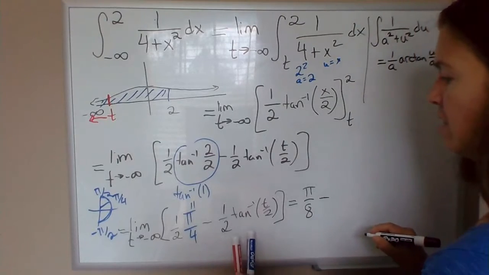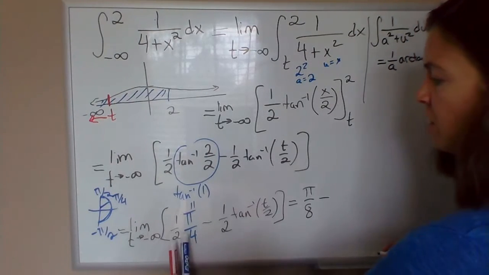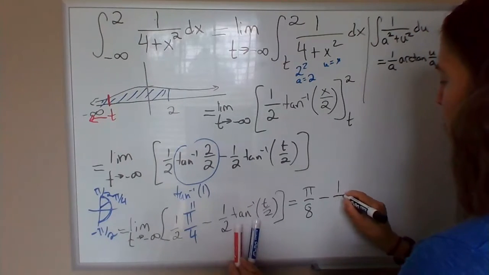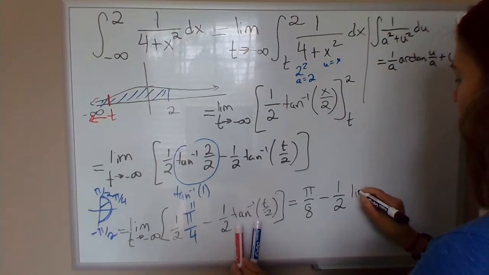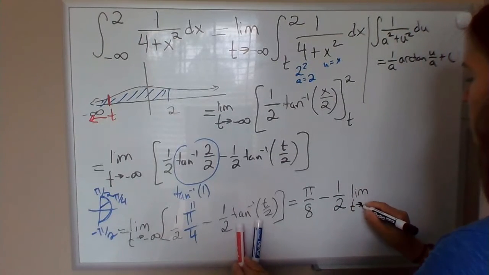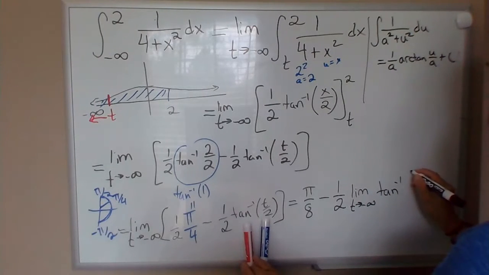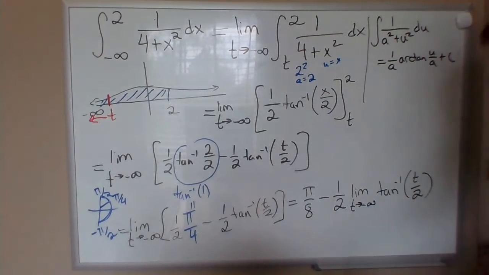Minus, and now I take the limit, I only have to take the limit of the part that involves t here. Limit of a constant is just that constant. So this is just pi over 8. The 1/2 then is going to be just a constant coefficient. And now all I need to consider is the limit as t approaches negative infinity of inverse tangent of t over 2. Okay, but that's something I do want to talk a little bit about.